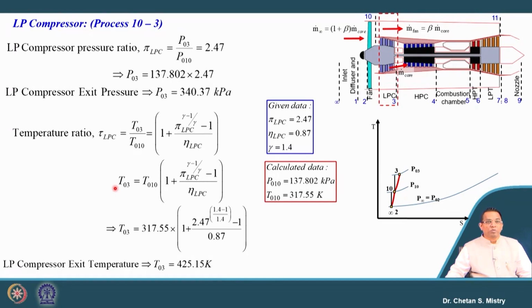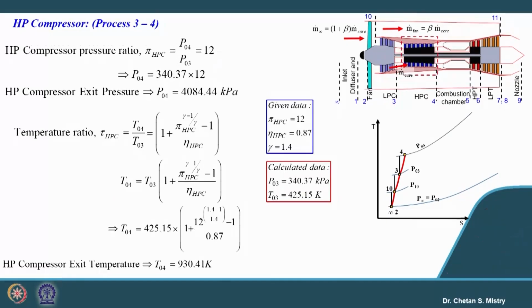Now, let us move towards the next, my HP compressor. I am sure you are confident enough to do the calculation for that part. Let us move there. For the HP compressor, the pressure ratio is given, say 12. If I put my pressure at the entry of the HP compressor as 340.37, we will get the exit pressure to be 4084.44 kilopascal.